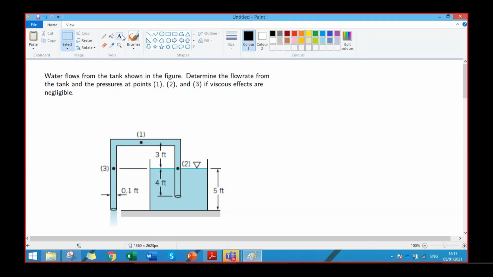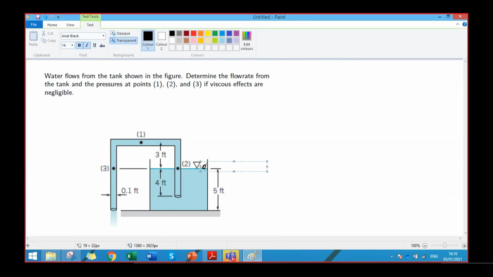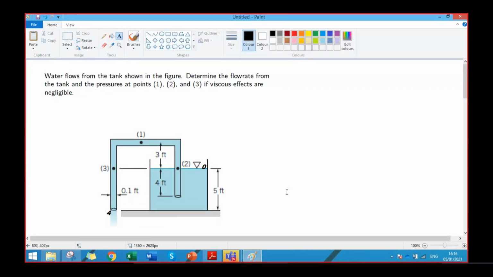We see that there are two additional points in this problem, right? That can help us to simplify the problem. One point is this surface point, which we label as 0. And the other point is this exit point, and we label it as 4. These are the two points that will simplify the equation very much. That will reduce the number of unknowns in the equation, right?